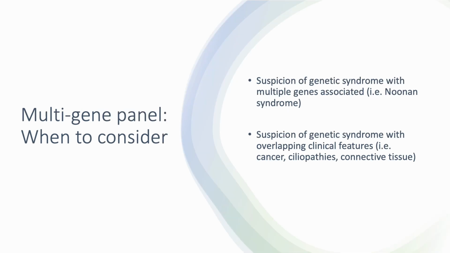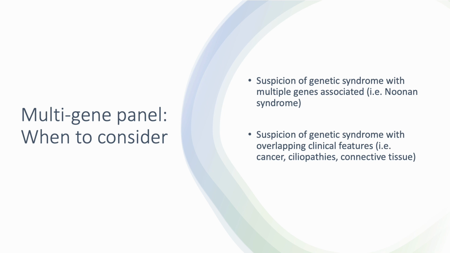Now let's explore when you might consider ordering a multi-gene panel. First, a panel is useful when there's a suspicion of a genetic syndrome that's associated with multiple genes. A great example of this is Noonan syndrome, where mutations in several different genes can lead to similar clinical features. Secondly, multi-gene panels are helpful when there's a suspicion of a genetic syndrome with overlapping clinical features.